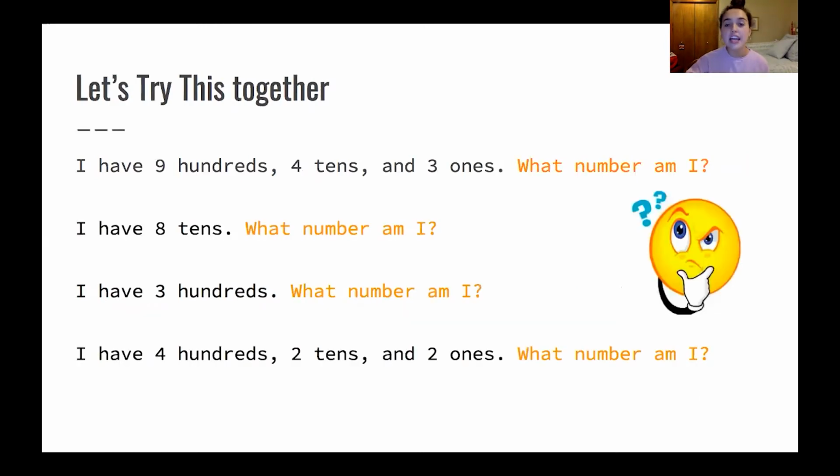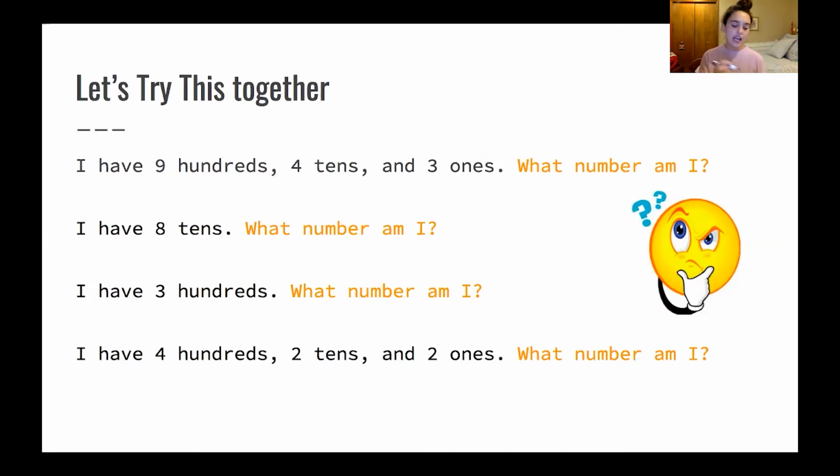All right, moving on. This is where I would love for you guys to grab your paper, your pencil, whatever you have, and just work this out with me. I am going to do this by, again, just drawing out our place values. See, it says hundreds, tens, ones, so you guys can write that out. It says, I have 9 hundreds, 4 tens, and 3 ones. What number am I? How many hundreds do we have here? Say it out loud.